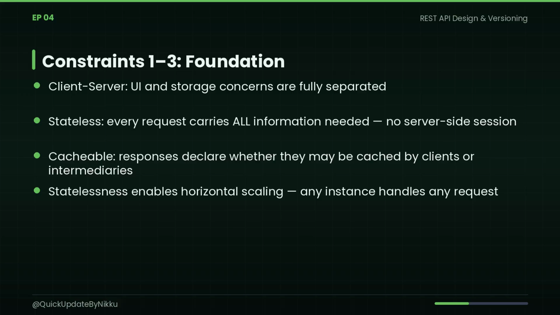Client-server separation means you can evolve your front-end and back-end independently. Statelessness is the one developers get wrong most often. A JWT token traveling with every request is not a violation, it is the state carried by the client. Because no server instance remembers anything between requests, you can add instances freely.